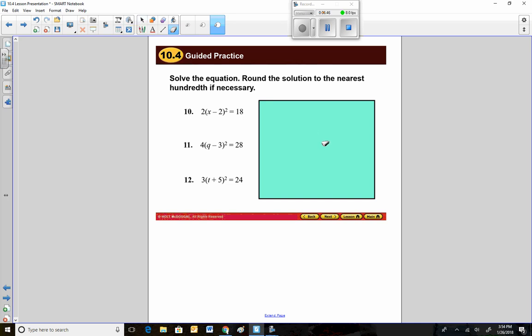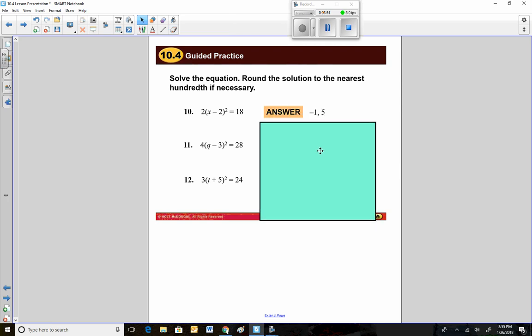Welcome back. Let's see how you did. You should have been able to get -1 and 5. And I'll walk you through that one real quick to make sure we're all understanding this. Let me grab a pen. So what I did, I divided by 2. And so now I've got x minus 2 quantity squared equals 9. To undo the square, I do a square root. So now I've got the square root of that is x minus 2. And the square root of that is a 3, but it's plus or minus 3.